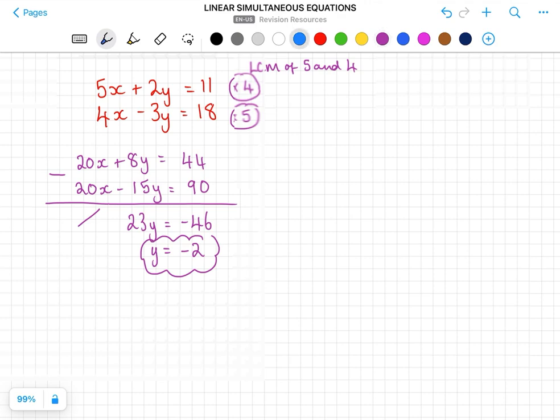Our step 2 is to substitute. So we can pick any of our equations. 5x plus 2 times minus 2 equals 11. 5x minus 4 equals 11. Add the 4 to both sides. 5x equals 15 and divide by 5 to find x to be 3.